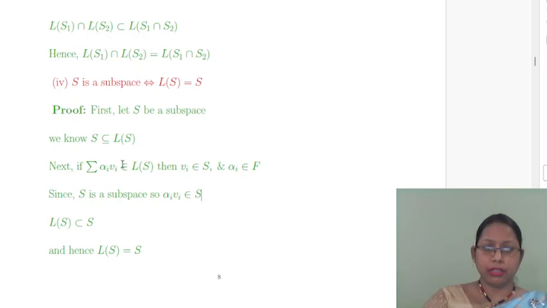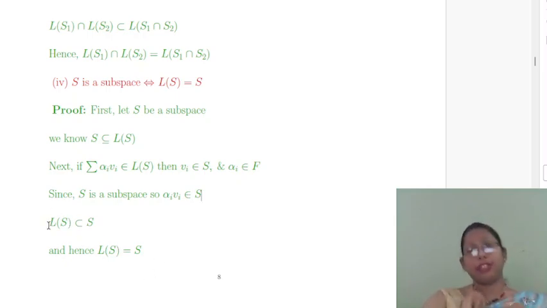Therefore, taking any element in the linear span, I am getting that element in the set S. So linear span is a subset of S. From this and this condition, I will get the equality, that is linear span is equal to the subspace S.